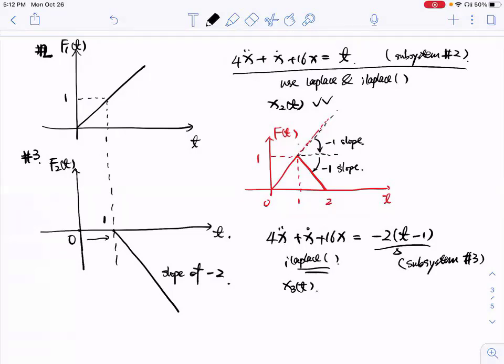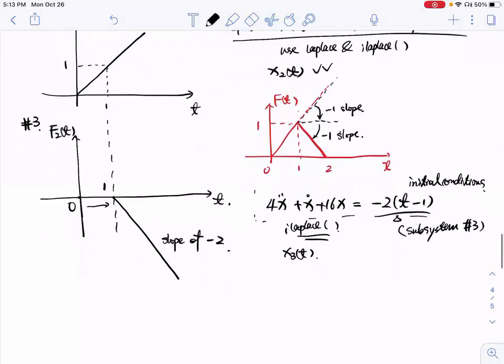How to find this using Laplace? It's just the same thing, right? Because your initial conditions are 0. Similar to question number 1, when we focus on the force, all the other excitations are 0, including initial conditions. So if you pick to focus on the force excitation, initial conditions are always 0. So you can find the x3(t) using Laplace.